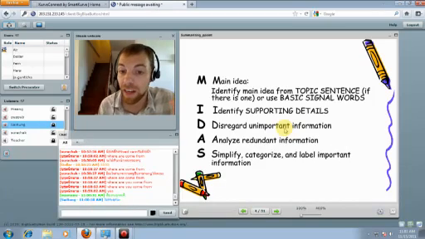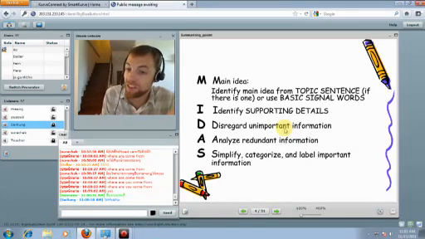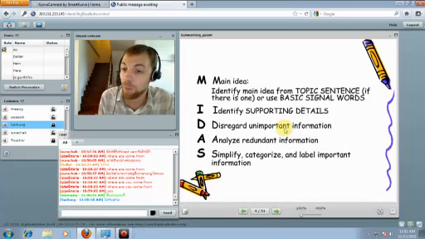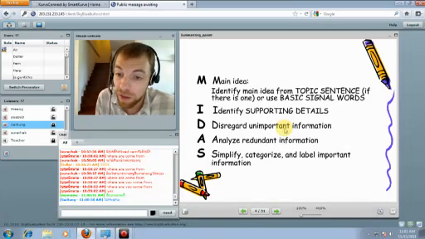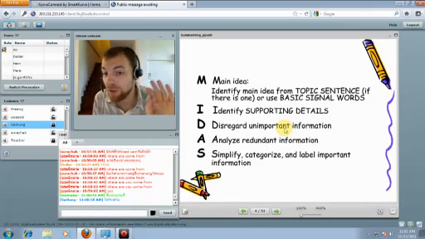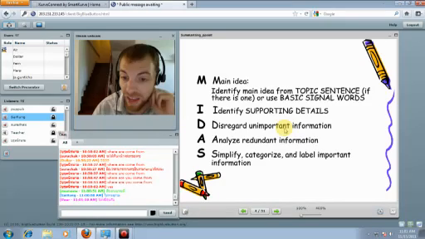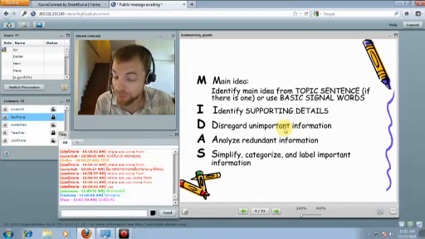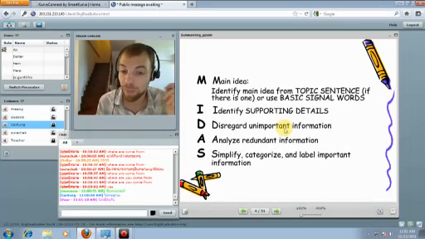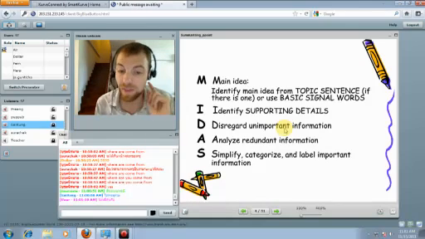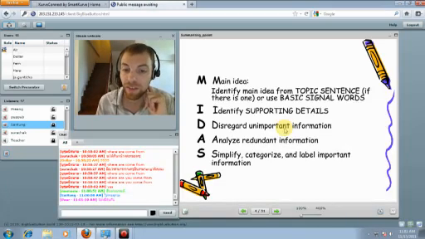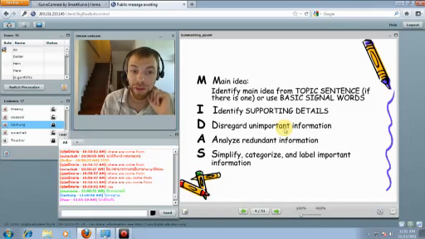So M, main idea. What is this about? I, supporting details, things that help the main idea. D, we're going to forget about all of the other not important things. And A, we're going to forget about the same thing repeated. And S, we are going to make it simple and easy to understand. Good? Ready for the next? Okay.